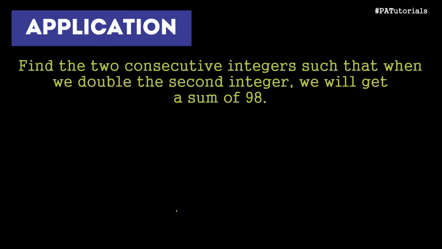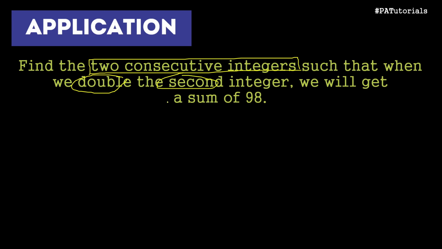Okay? Now, let's move on to our next example, which is find the two consecutive integers such that when we double the second integer, we will get a sum of 98. So, eto guys, medyo humaba na yung ating problem. So, sinasabi lang dito, meron daw tayong dalawang consecutive integers, di ba? Ibig sabihin, dalawang magkasunod na number. Such that when we double the second, ibig sabihin, ido-double daw natin yung second integer, we will get a sum of 98. So, ang gagawin natin is i-determine muna natin yung variables.